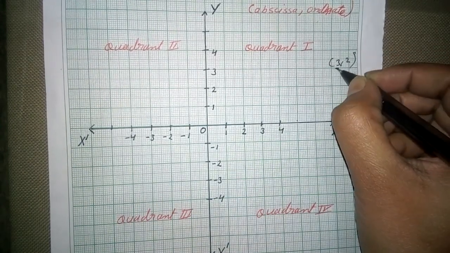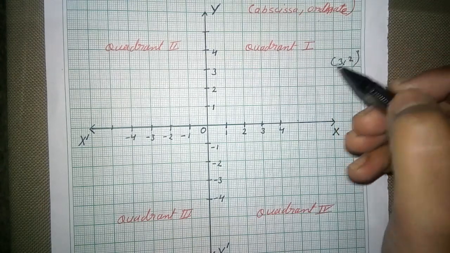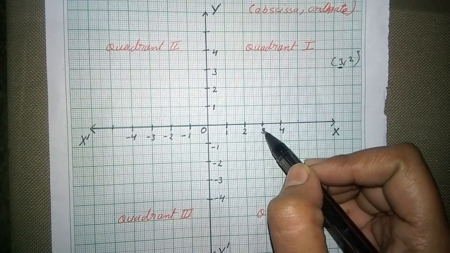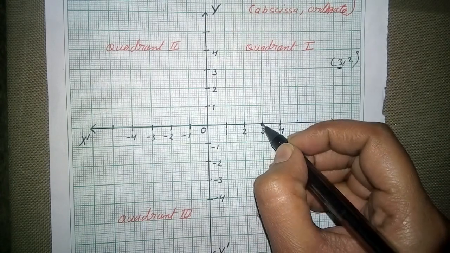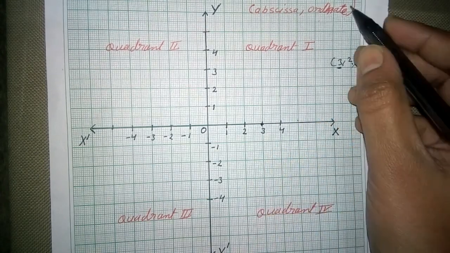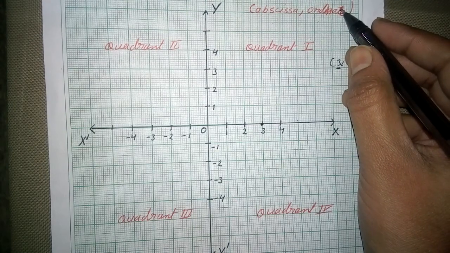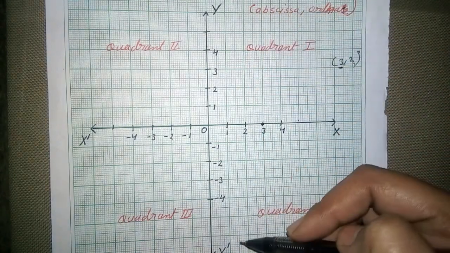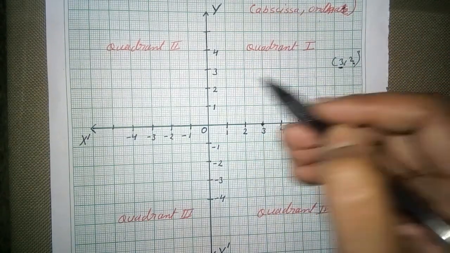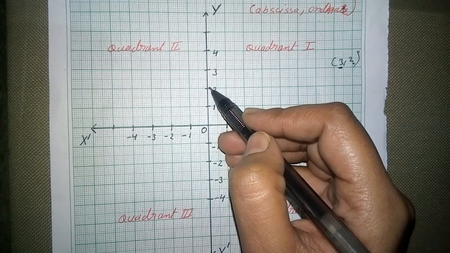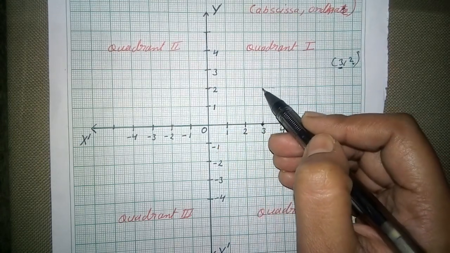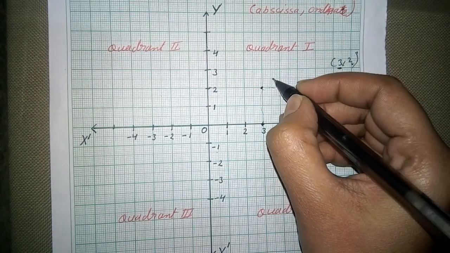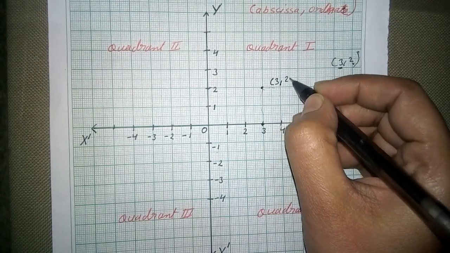So first is the abscissa. Abscissa is always located on the x-axis, so it is positive 3. Positive 3 is here. 2 is the ordinate, or y coordinate, which is always located on y dash, and it is positive 2. So where is the positive 2? Here. So where 2 and 3 meet, they are meeting here. So this is the point 3 and 2.